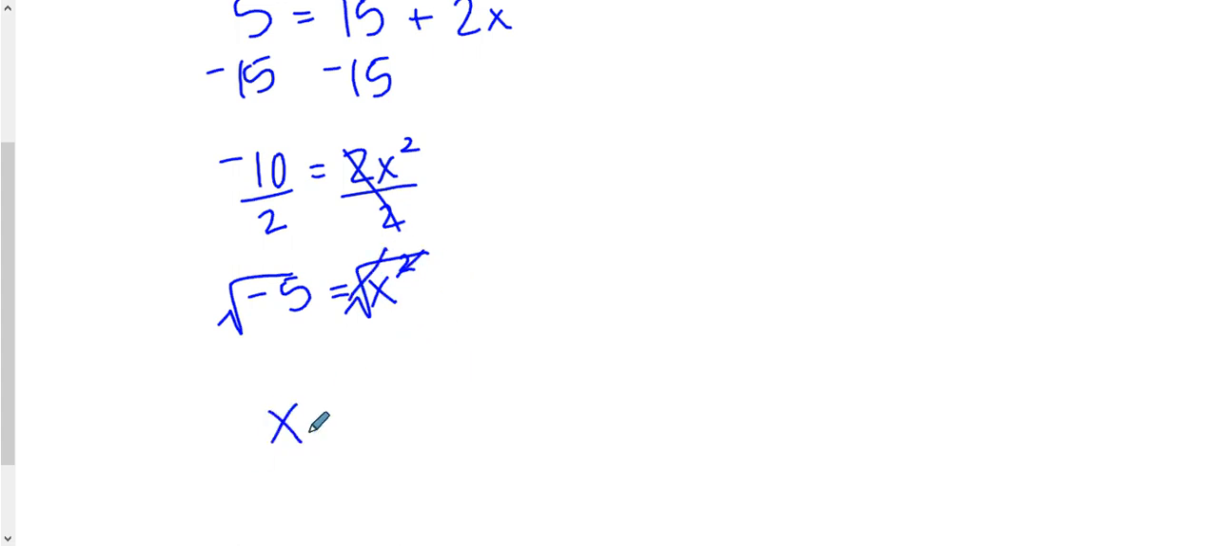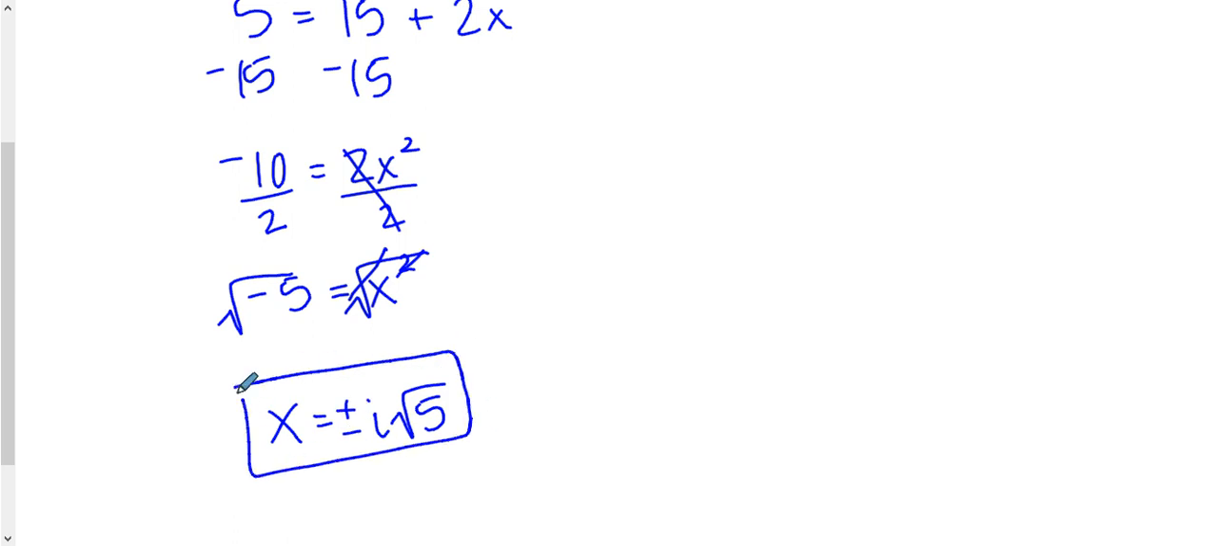I'm in the habit of always writing x on the left, and it doesn't matter in this case. My negative becomes an i. I don't know the square root of 5, so I'm going to leave that as square root of 5. And then because we added the square root in, I do need that plus minus in front. Hopefully these went okay for you.